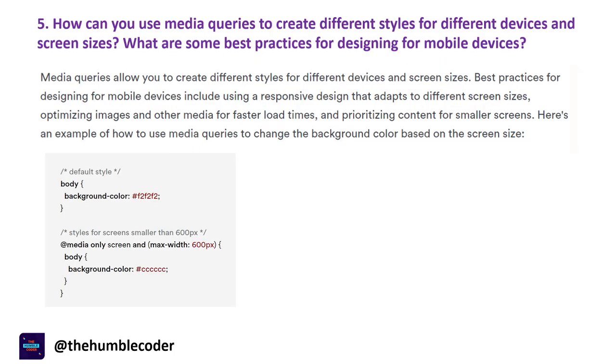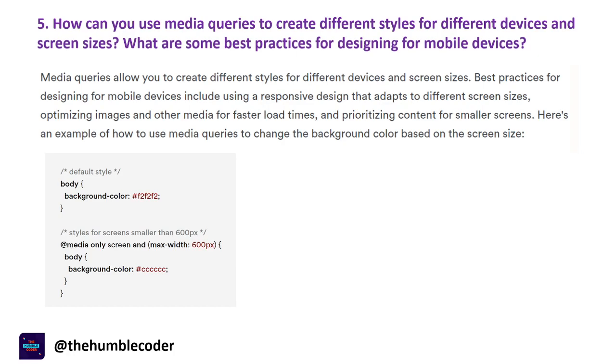How can you use media queries to create different styles for different devices and screen sizes? What are some of the best practices for designing for mobile devices? So basically this is a question about media queries. Now let us see first of all what a media query is. Media queries allow you to create different styles for different devices and screen sizes. Best practices for designing for mobile devices include using a responsive design that adapts to different screen sizes, optimizing images and other media for faster load times, and prioritizing content for a smaller screen.